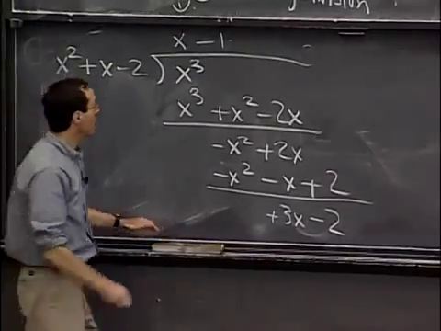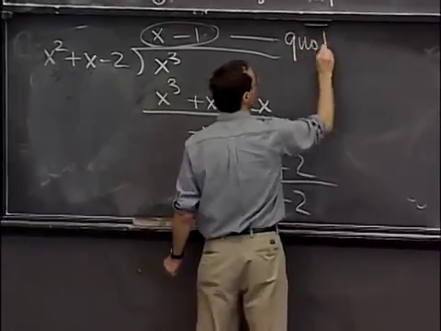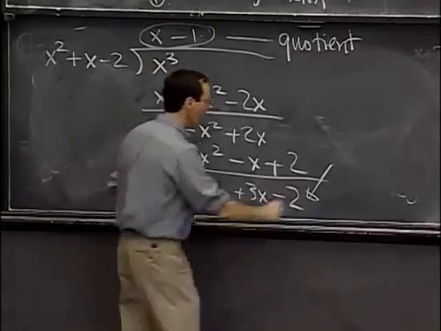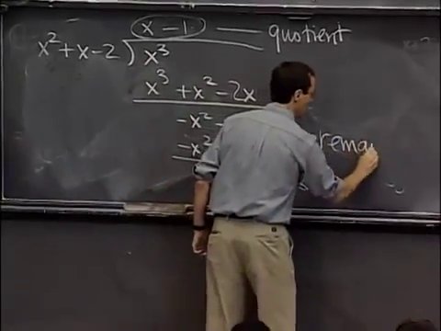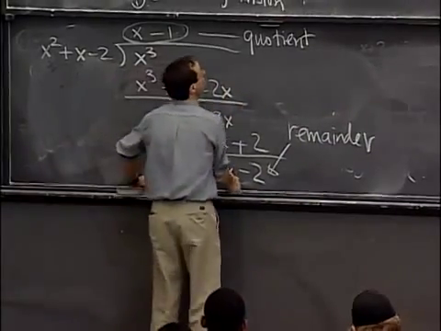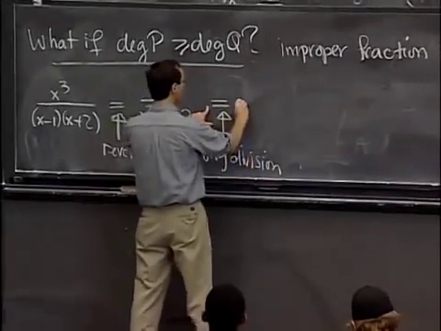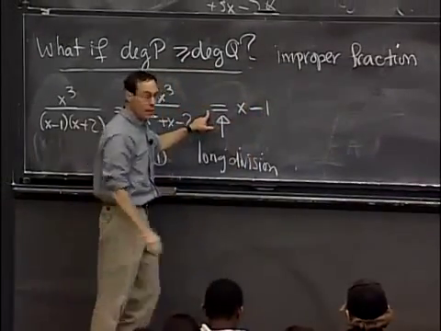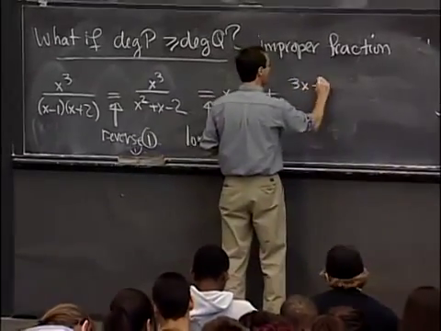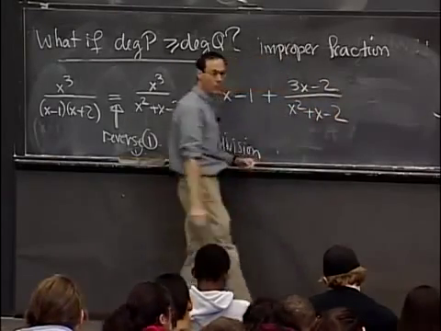Okay? Now, this thing has a name. This is called the quotient. And this thing also has a name. This is called the remainder. And now, I'll show you how it works by sticking it into the answer here. The quotient is x minus 1, and the remainder is 3x minus 2 divided by x squared plus x minus 2.